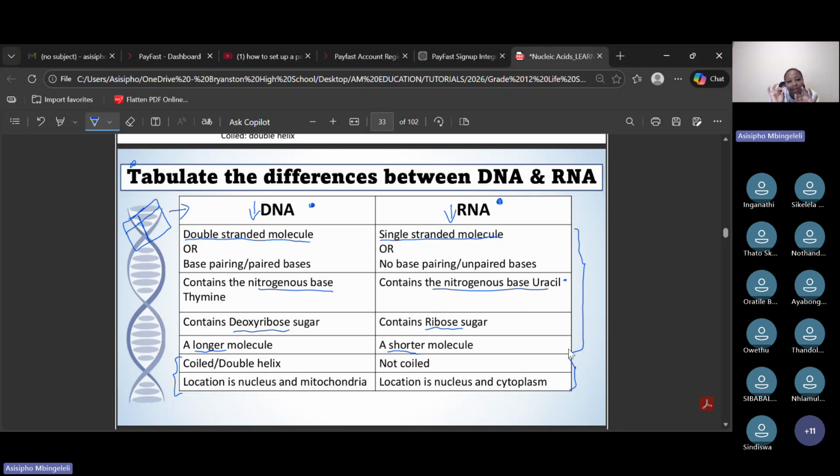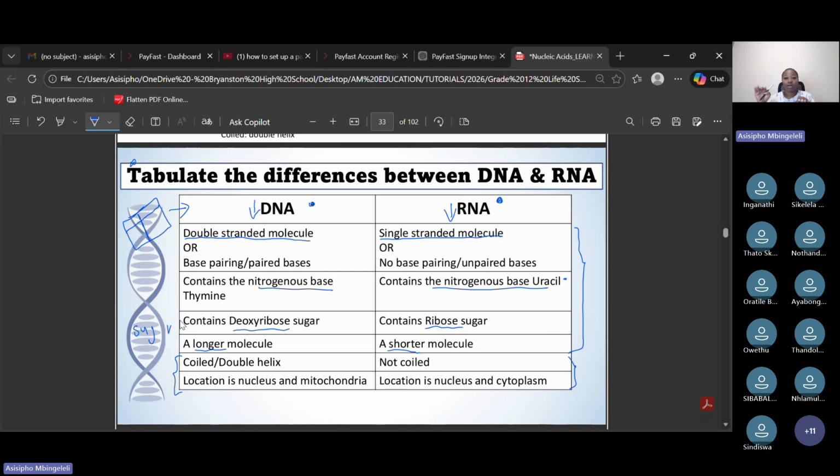Now, you can also write these words on the side so that you remember the characteristic that is being compared here. Because in the same row, you need to compare the same characteristic. What do I mean? If you check on this row, we are comparing the sugar. So we speak about the sugar in DNA and speak about the sugar in RNA. We don't speak about the sugar here and then speak about a shorter molecule there. So that means this side, we are speaking about the sugar, and the other side, we're speaking about the length. We're going to penalize you.